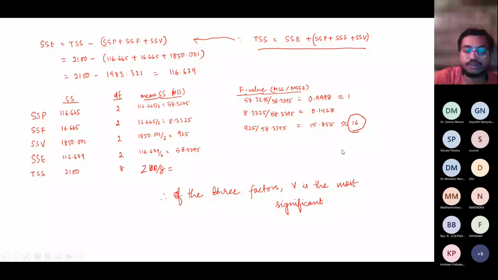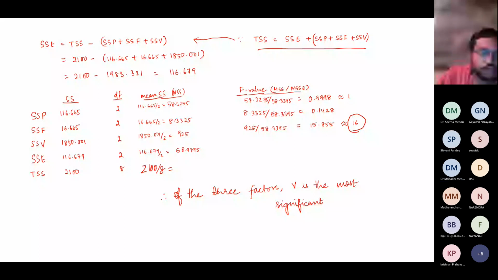Is that clear? Sir, for SSC, how could the degree of freedom be 2? For SSE, could you repeat? Error. SSE, okay, error.